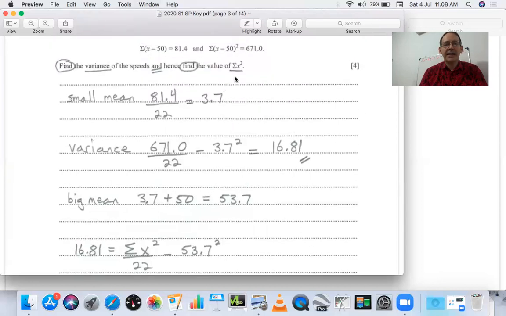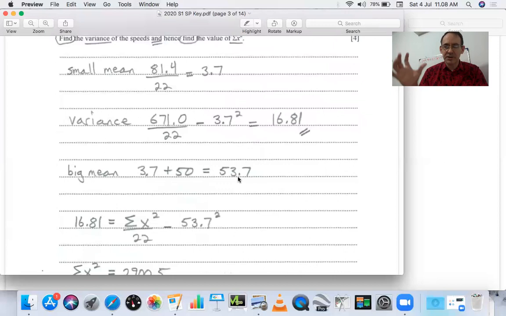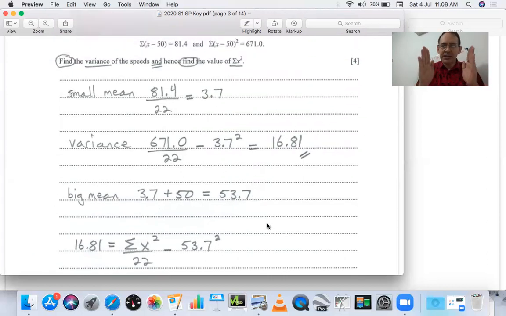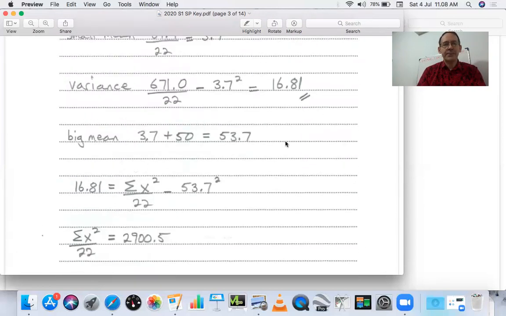Now, since we want to find information of the original set or the big value set, we need to now find the big mean, or in other words, the mean of the actual data set. So we add back the 50 and we get 53.7. So remember, mean is a location. So your small number set is separated by 50 points from the big number set. That means your mean, which is a location, changes by 50, but variance, the spread, stays the same regardless of which set you're working with. So the big mean is 53.7. Notice we keep the same variance because the spread does not change.